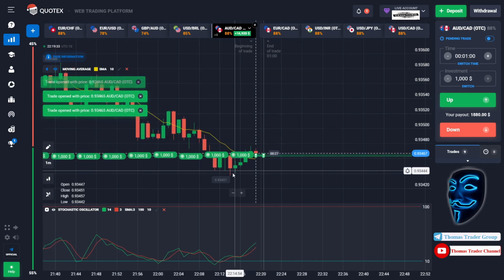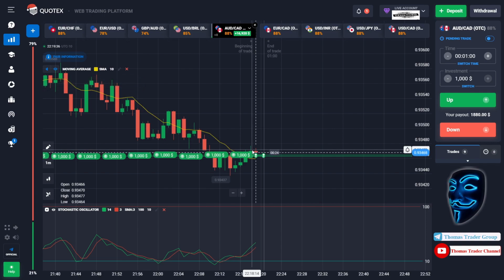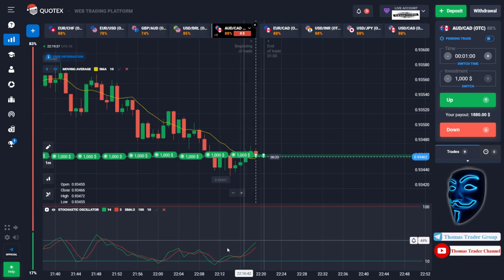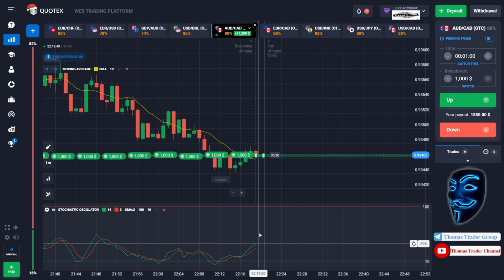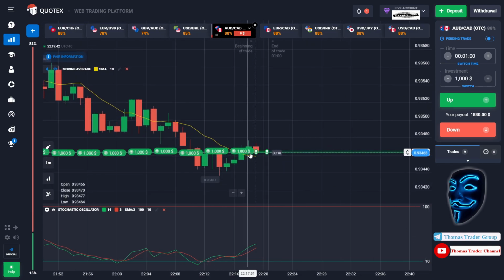And as you can see over here, the market is going bullish and the stochastic oscillator is also facing a bullish trend. And the market has already broken the moving average line, and the market is touching the moving average line. When the market touches the moving average line, it will make a rebound.